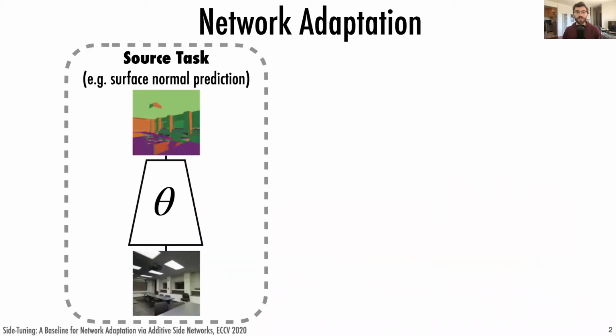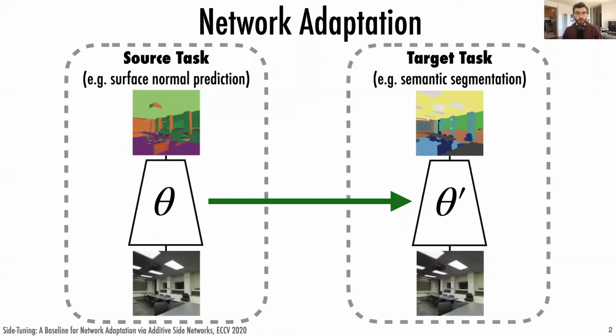Often, instead of training from scratch, we'd like to adapt some existing network to a new task. For example, taking a surface normal estimator and using it to do semantic segmentation. We might want to do this either because of a lack of training data on a new task or to use some previously learned weights or representations as a useful prior.